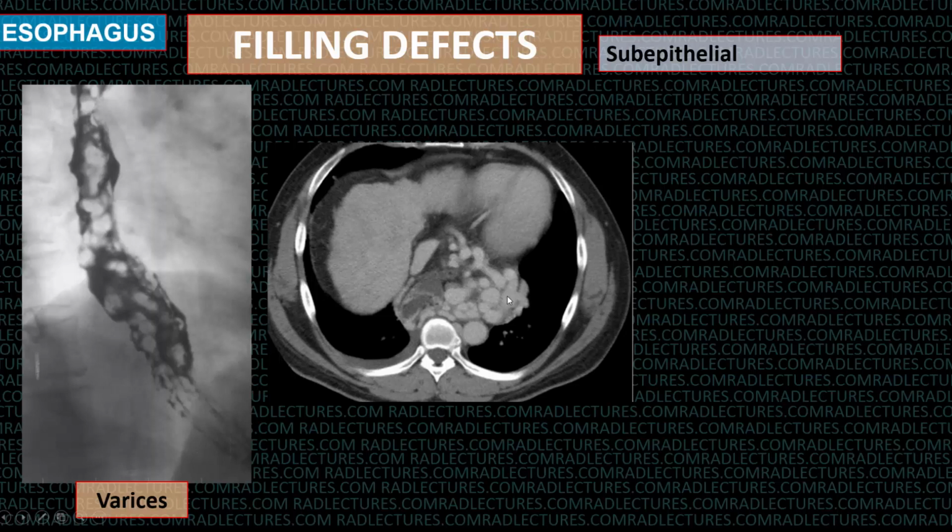This is not a cancer. Varices that extend above the level of the azygous vein are called uphill varices, and they are caused by SVC obstruction. The varices that are below the level of the azygous vein are called the downhill varices. They are caused by portal hypertension.